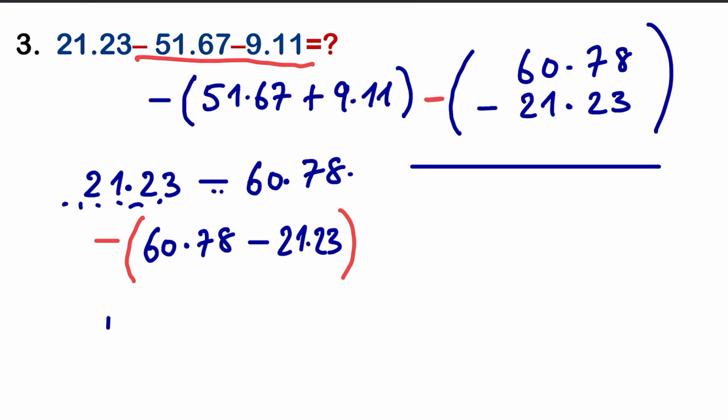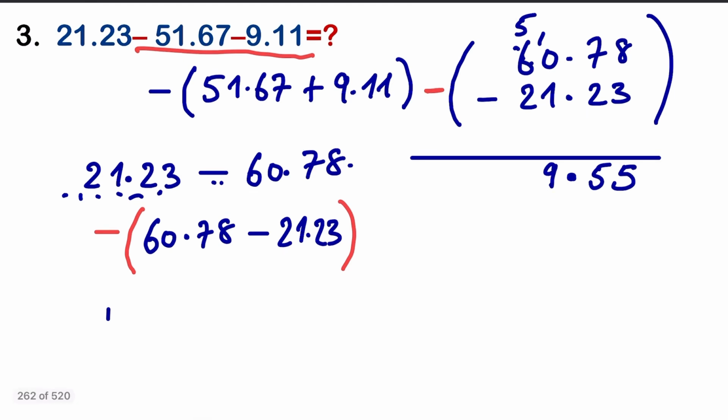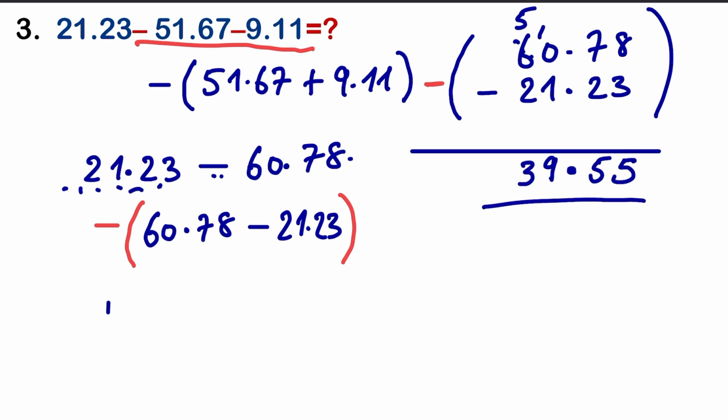So we are going to have 8 minus 3 will give us 5. 7 minus 2 will give us 5 as well. Point here, we can borrow 1 from here. We have 5, we get 10. So we are going to have 9. 5 minus 2 will give us 3. And we have our minus here. So this is our answer for this question, minus 39.55.